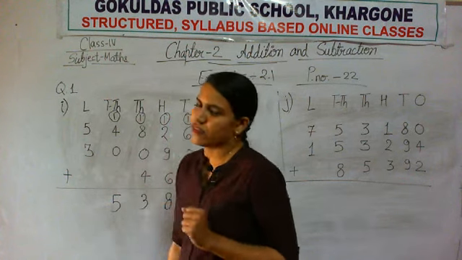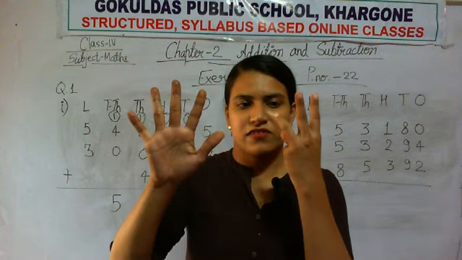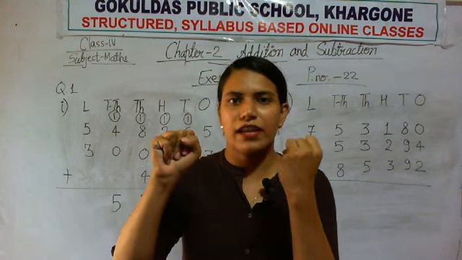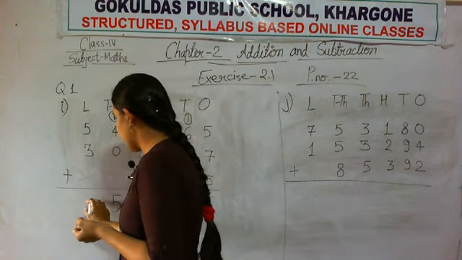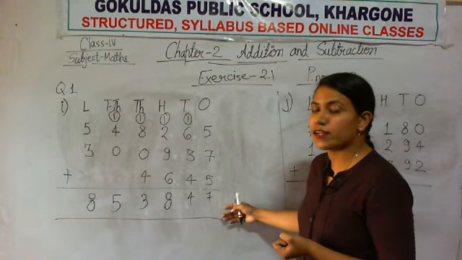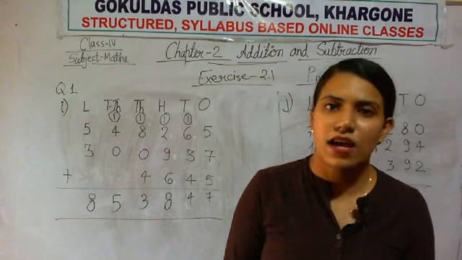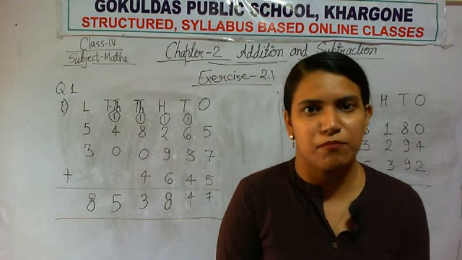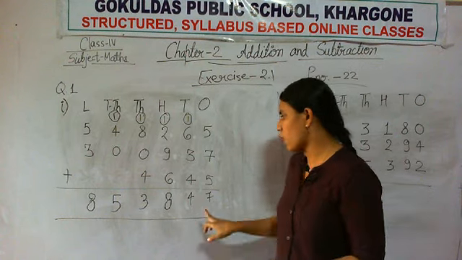Next 5 plus 3. How many? 1, 2, 3, 4, 5, 6, 7, 8. So write 8 over here. So this is your result. The result is called sum. The result of addition is called sum. Be remember, the result of addition is called sum.